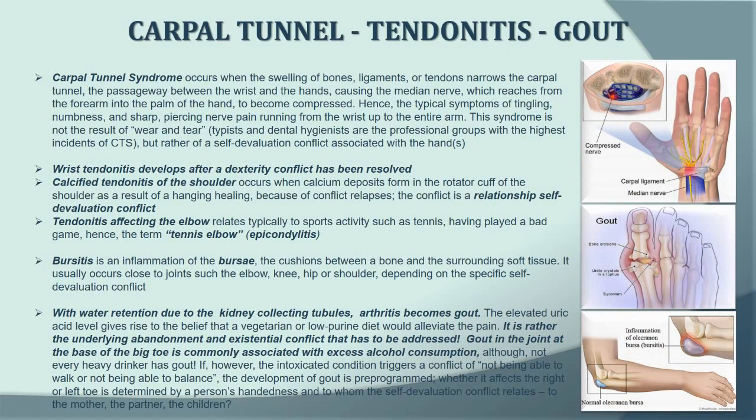Carpal tunnel, tendonitis, and gout syndrome are next. Carpal tunnel syndrome occurs when the swelling of bones, ligaments, or tendons narrows the carpal tunnel, the passageway between the wrist and the hands, causing the median nerve, which reaches from the forearm into the palm of the hand, to become compressed. Hence, the typical symptoms of tingling, numbness, and sharp piercing nerve pain running from the wrist up to the entire arm. This syndrome is not a result of wear and tear, as many believe. Typists and dental hygienists are the professional groups with the highest incidence of carpal tunnel syndrome, but it is rather a result of a self-devaluation conflict, again associated with your hands.